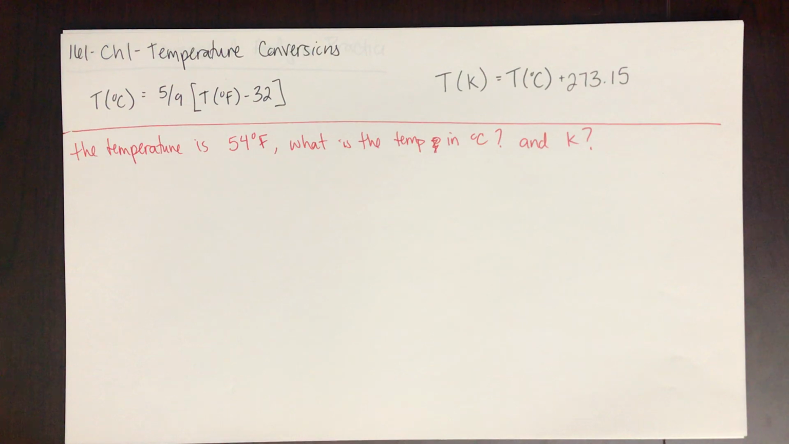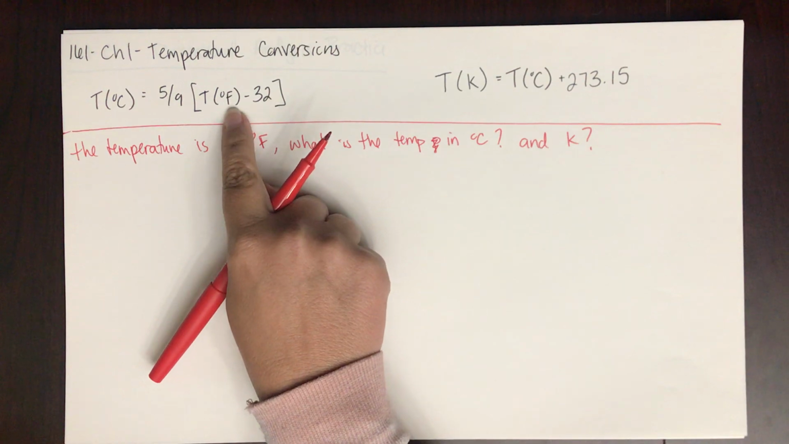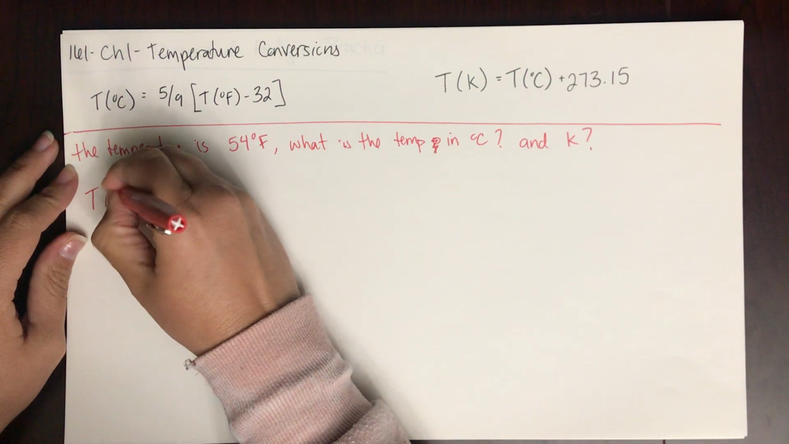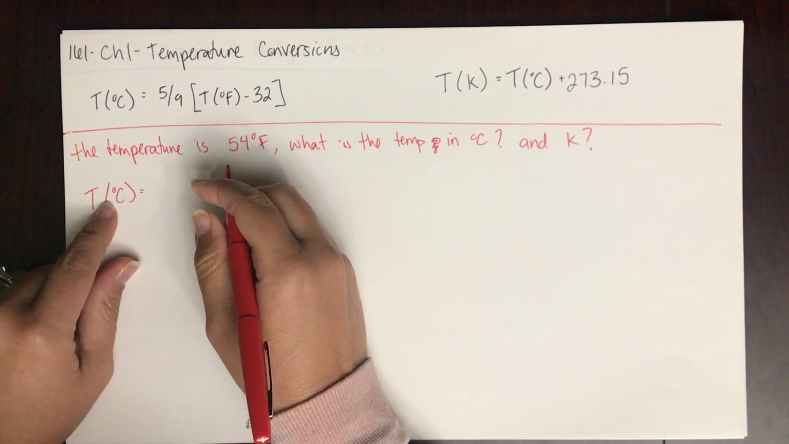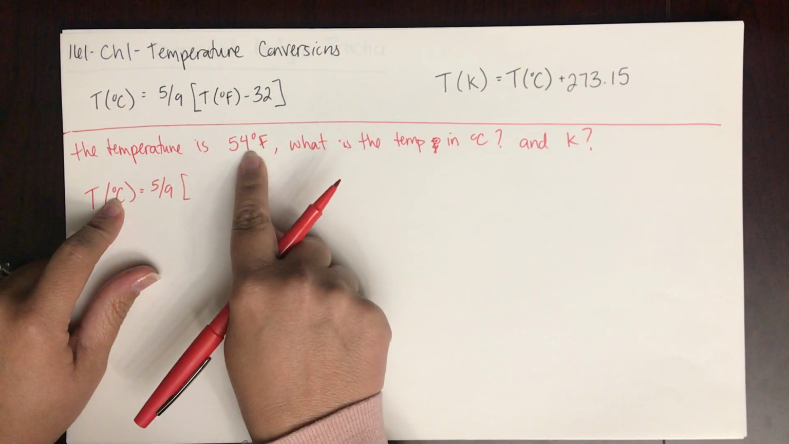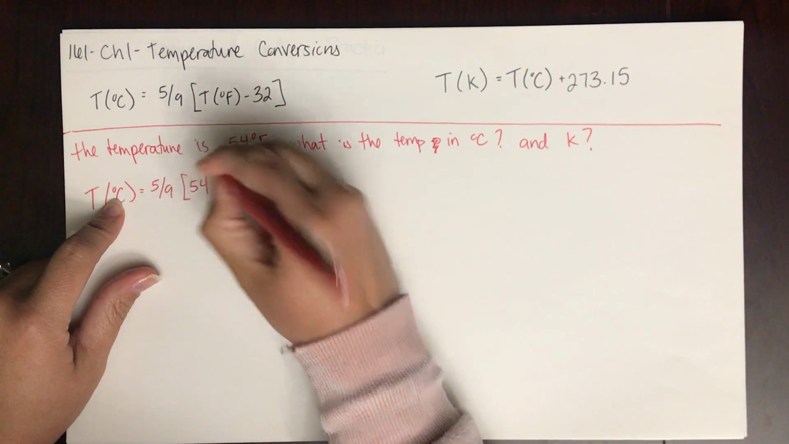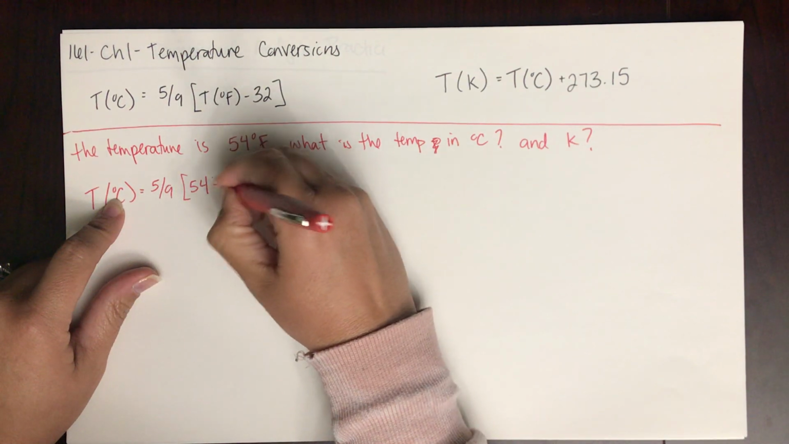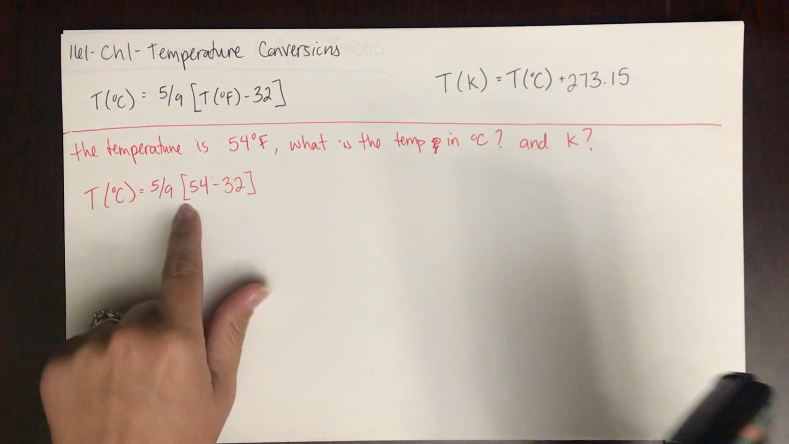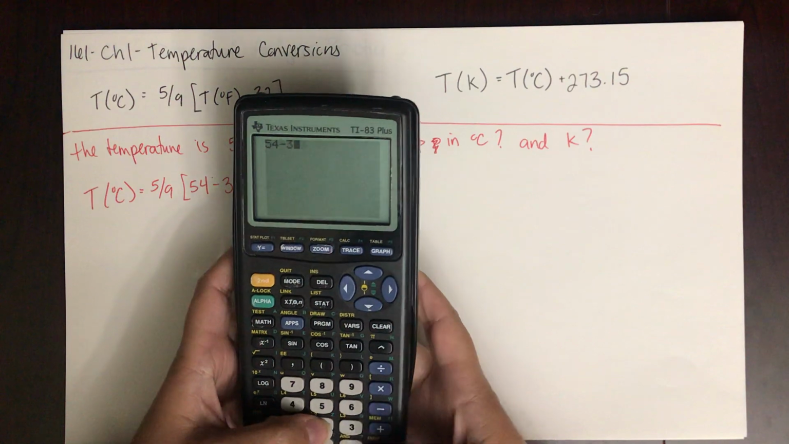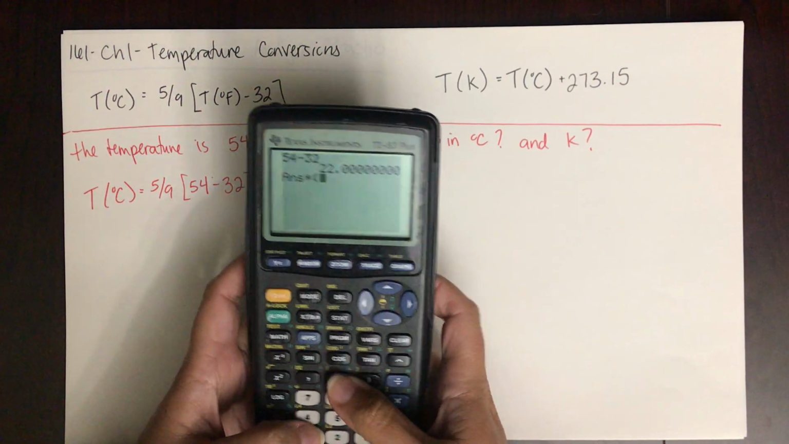So first, let's convert 54 degrees Fahrenheit to Celsius, and I'm going to do that by putting it right in here. So I'm just going to write this again. Temperature in degrees Celsius equals 5/9 times temperature in degrees Fahrenheit, so I'm going to put that here, 54 degrees Fahrenheit. I'm not going to put the degrees Fahrenheit because that's right here, minus 32. So I'm going to say 54 minus 32 times 5/9.